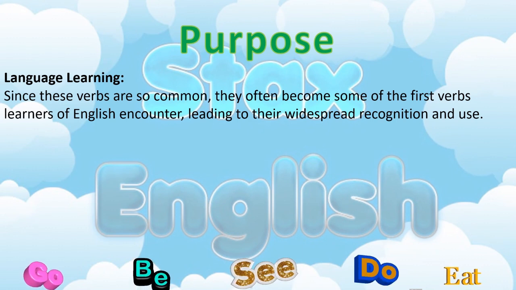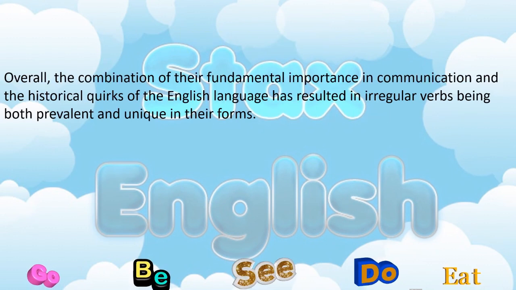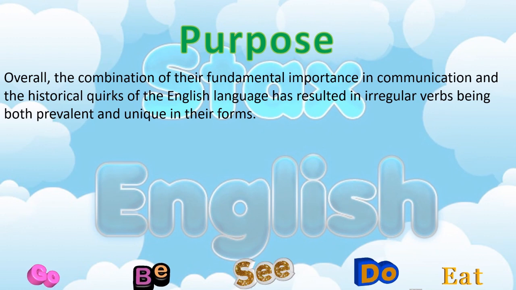Language learning. Since these verbs are so common, they often become some of the first verbs learners of English encounter, leading to their widespread recognition and use. Overall, the combination of their fundamental importance in communication and the historical quirks of the English language has resulted in irregular verbs being both prevalent and unique in their forms.